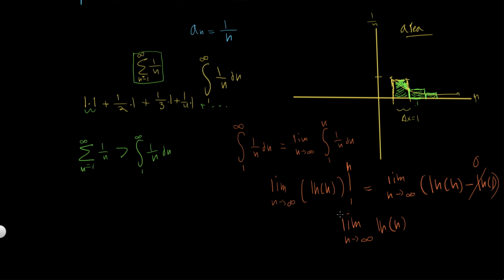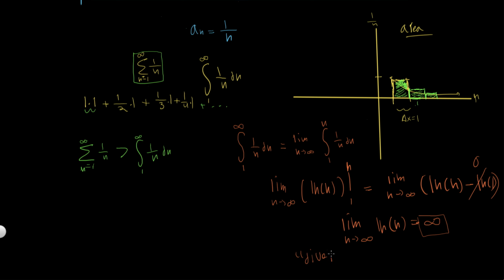And what's the limit as n goes to infinity of the natural log of n? Well, this is just equal to infinity, right? The natural log of any large number just keeps getting larger and larger and larger. So the limit as n goes to infinity of the natural log of n is just infinity. So this improper integral from 1 to infinity of 1 over n dn is infinity. Or in other words, we could say it diverges, right?